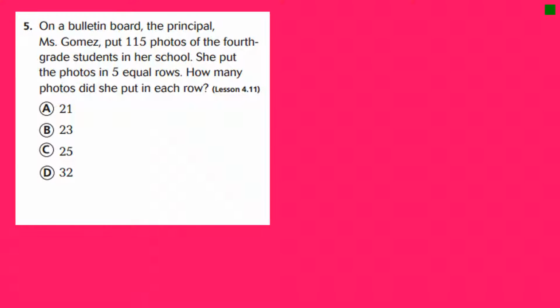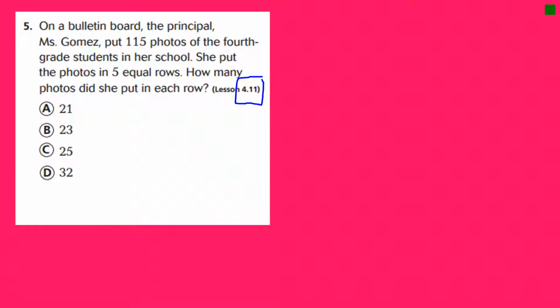Now we are on the fab review section. This is from chapter 4, lesson 11. On a bulletin board, the principal, Ms. Gomez, put 115 photos of the 4th grade students in her school. She put the photos in 5 equal rows. How many photos did she put in each row?